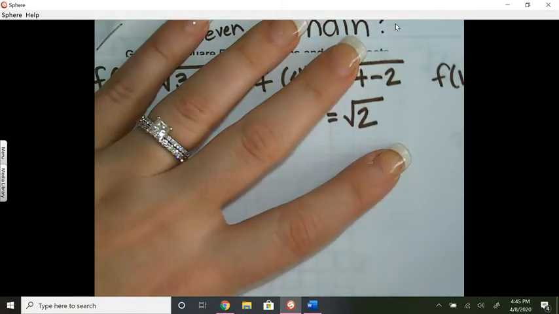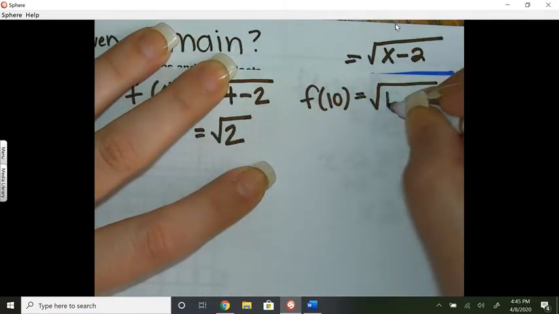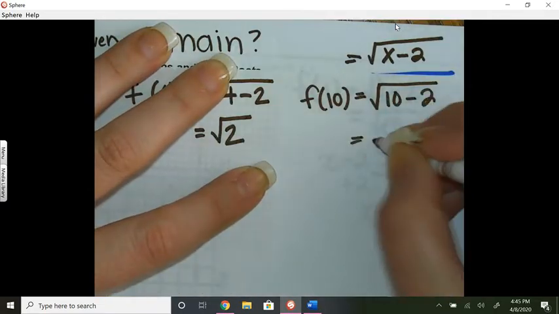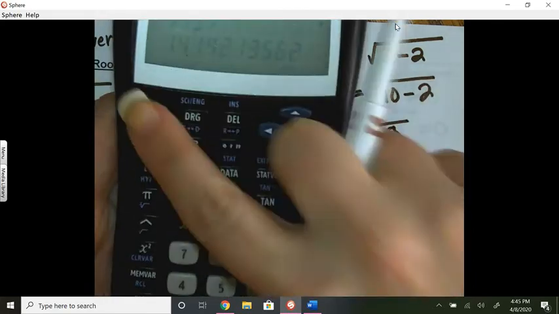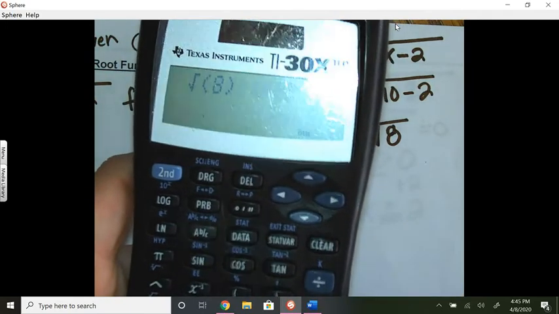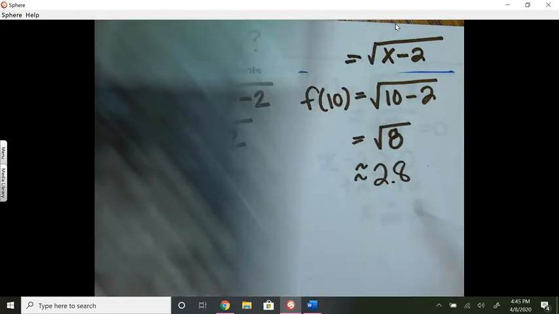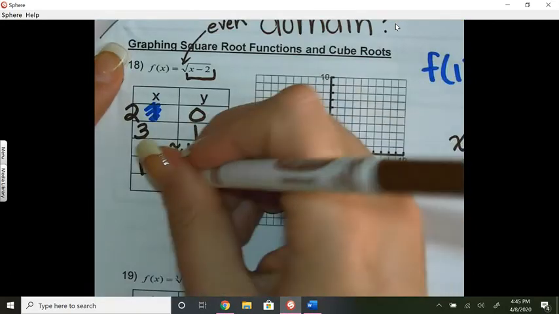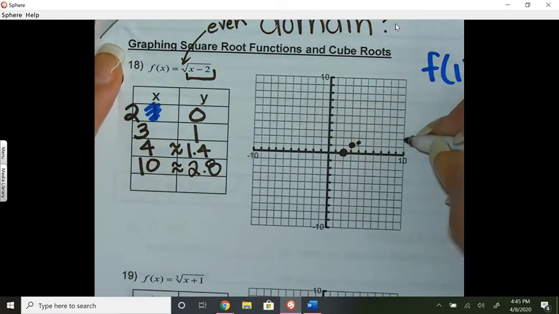I'm going to take out the x. And you again can pick any number 2 or greater. Now I'm going to plug in 10. And I get the square root of 8, which is going to be a decimal number. So I'm going to plug in the square root of 8, and that's going to be about 2.8. So it's about 2.8. I'm going to go up to 2 and almost to 3, so about right there.